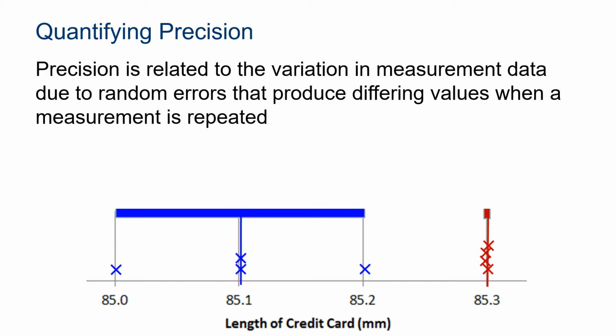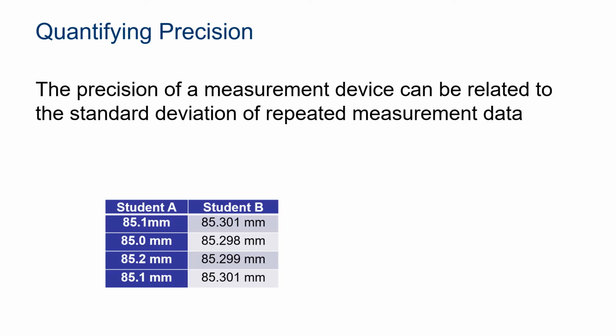Precision is related to the variation of the data. How much do the measurements of the same quantity vary? There are several ways to indicate precision. This type of data is very often assumed to be normally distributed. If we assume that the measurement data from each student is normally distributed, one method to quantify precision involves the standard deviation of the repeated measurement data. The precision of a measurement device can be related to the standard deviation of repeated measurement data.